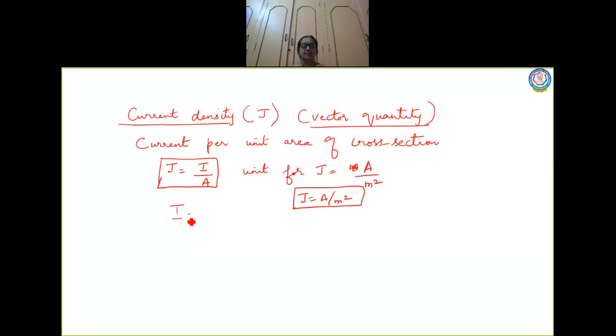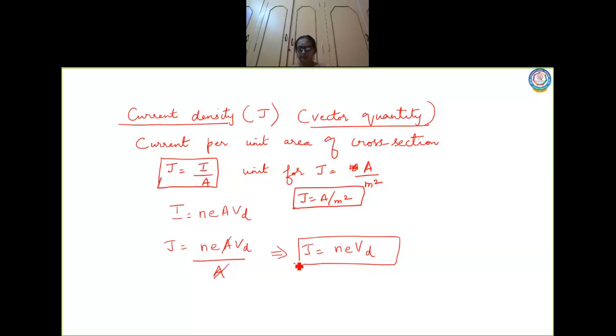What is current? I is equal to N e A Vd. Substitute in the formula. J is equal to N e A Vd divided by A. So A and A get cancelled. So here is the formula for current density, which is N e Vd. Again, one more formula, J is equal to N e Vd. And as I told you, J is a vector. I can write vectorially as J vector equal to N e Vd vector.